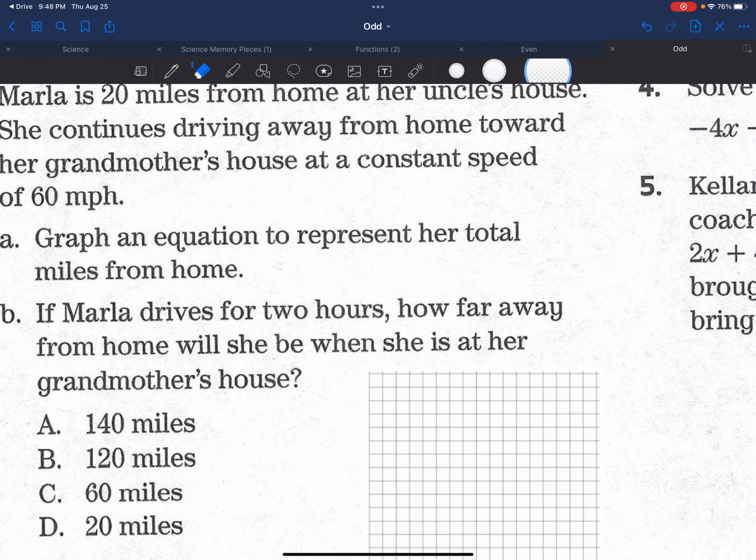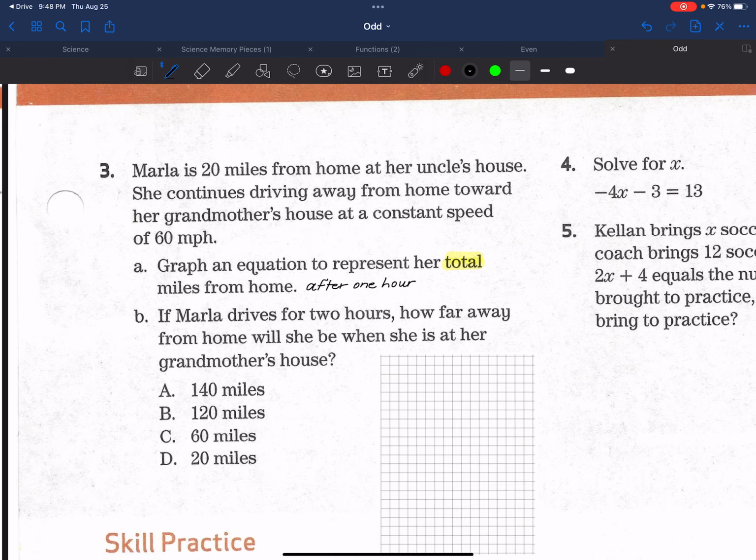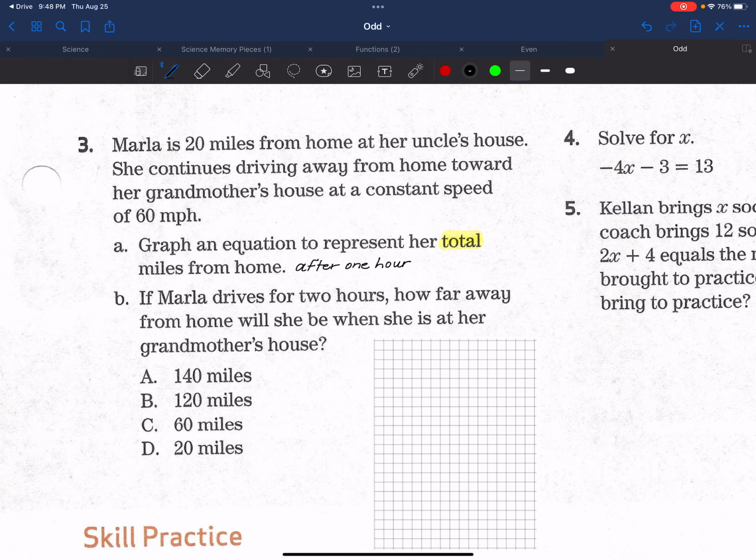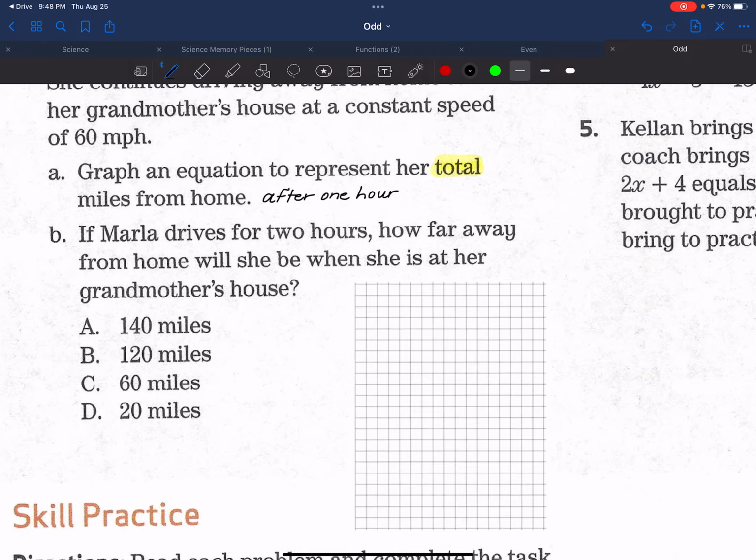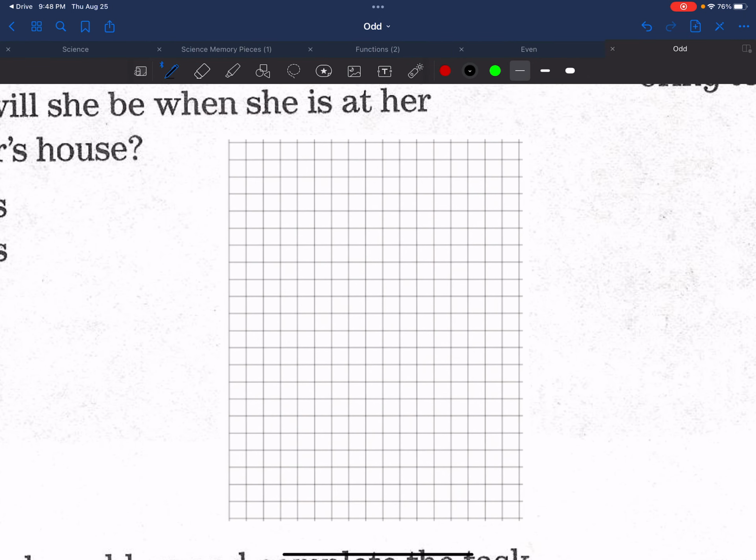Now I'm going to add just a little bit to this. I think maybe they forgot to: after 1 hour. And there's a key word here, total. So I have a graph, a coordinate plane, and let's go ahead and set this up.